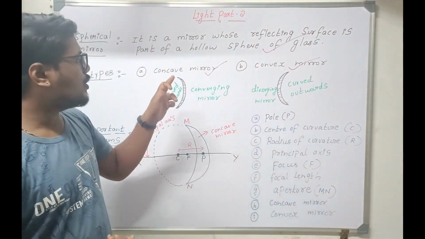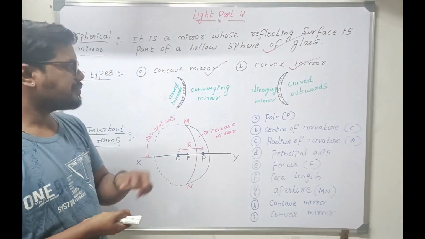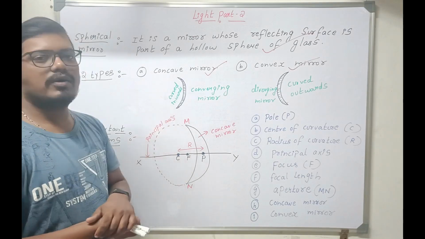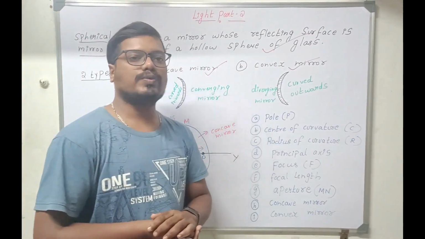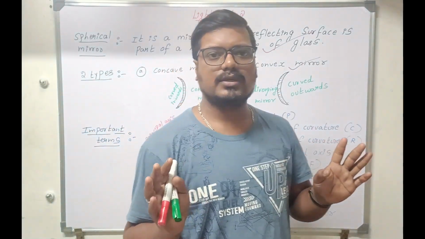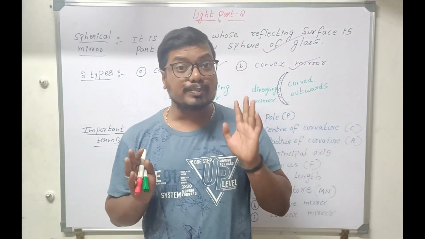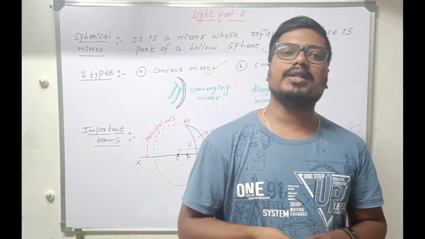In the exam, instead of concave, if they give converging, you should know it is a concave only. Instead of that, if they give curved inwards, that is also concave. If they give diverging or curved outwards, it is a convex mirror. I am not talking about anything about lens. I am talking only about a mirror concept. Remember this. There is a different concept called lens that I will be uploading in the next video.